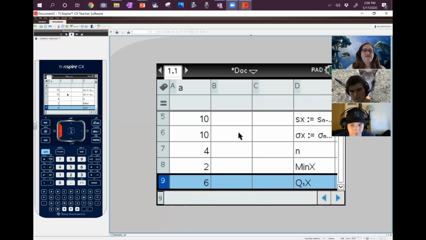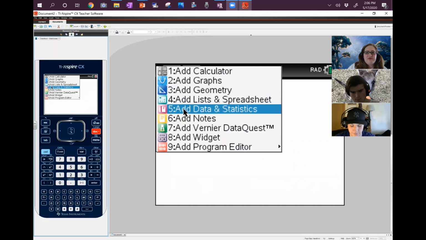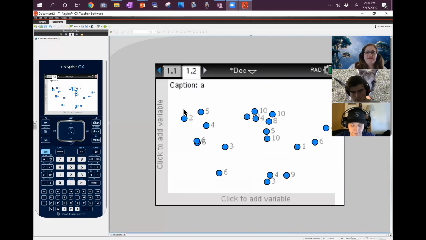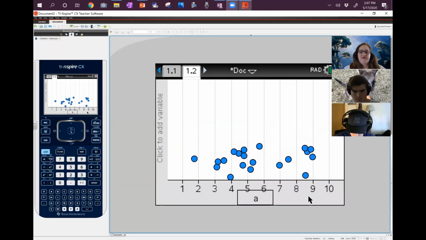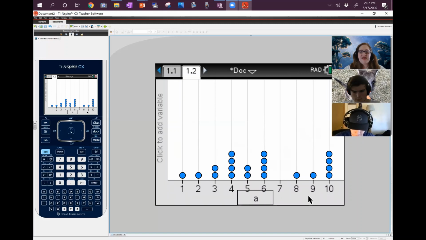Also, fun fact, we could add a page. So to add a page, you do Control Doc. And we could do data and statistics. Oh yeah. If you add a page and do data and statistics, this is a visual representation of the data. So I'm going to put A down there. And look at that. Any idea what that's called?